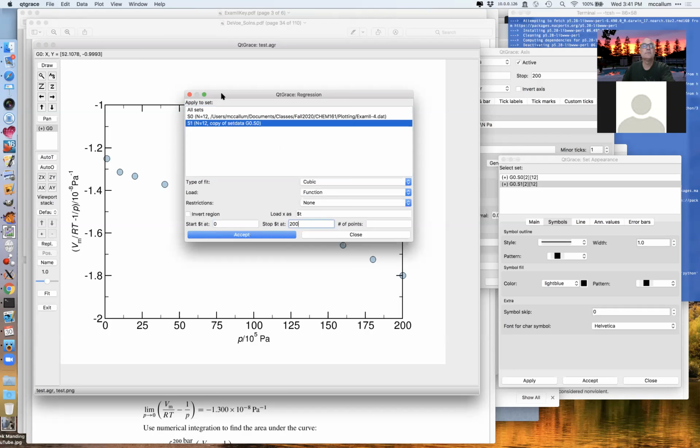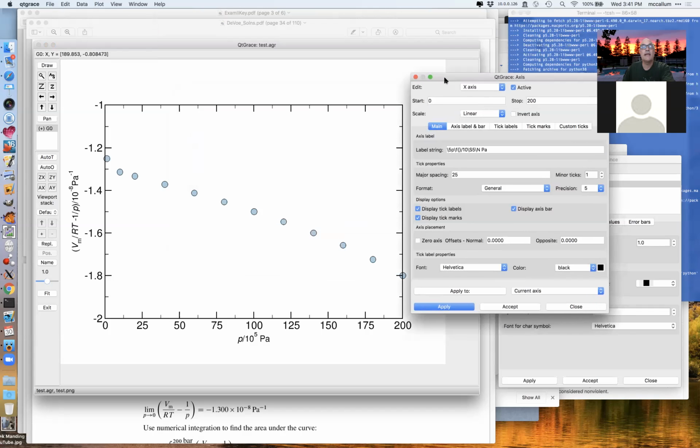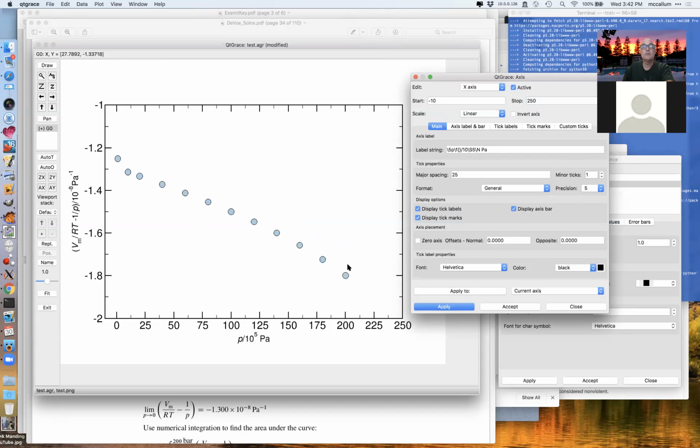Let me mention one other thing here. Let's say our data didn't start at 0. Let's say our data started at like 25 or something, but we want to find the intercept where it hits 0. We might want to make the function go further. So let me change the limit here to -10, so now here's 0, and let me change this to 250. So now my data is more within the plot.